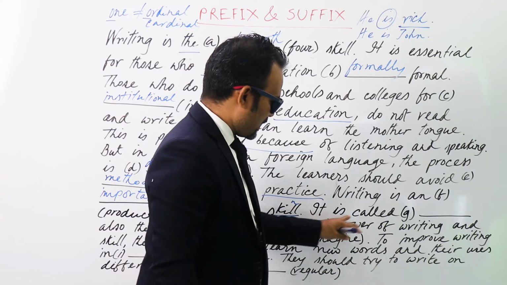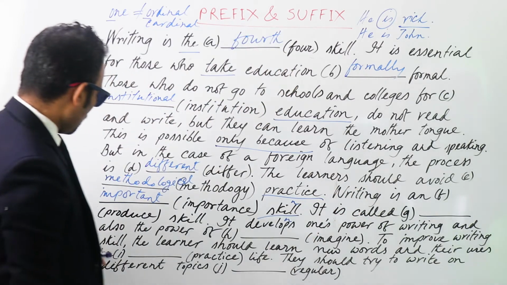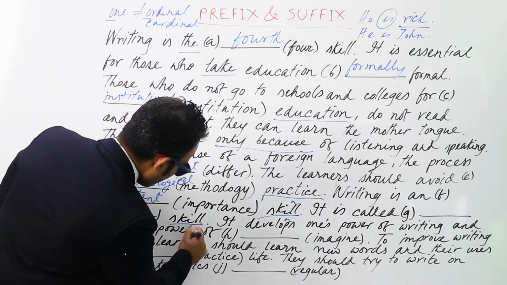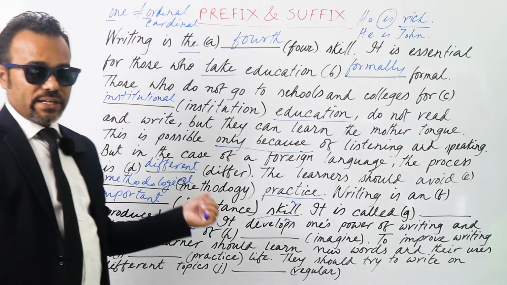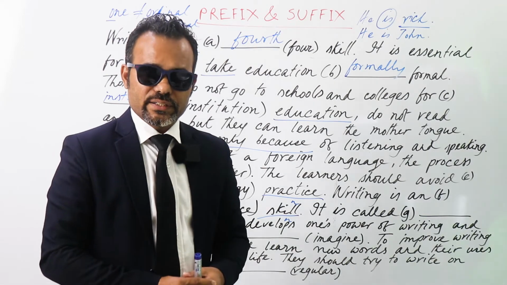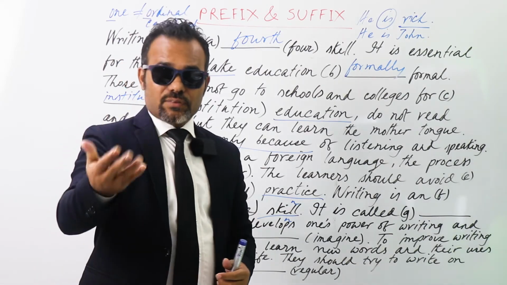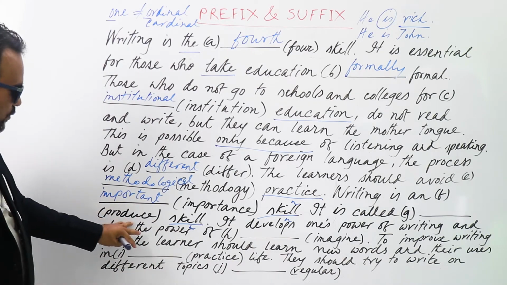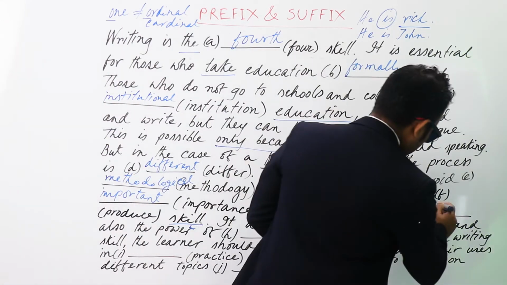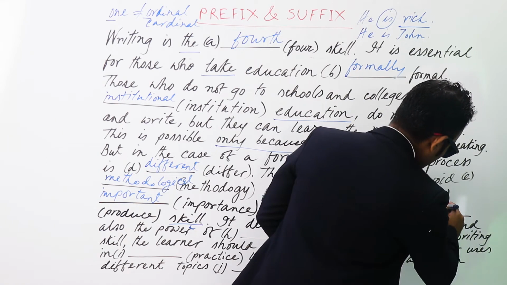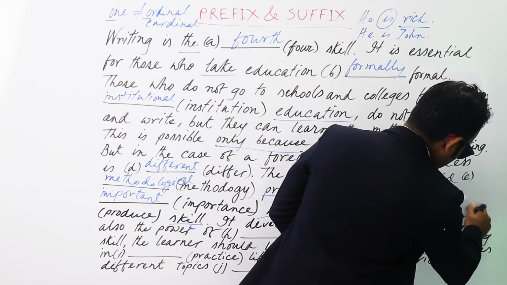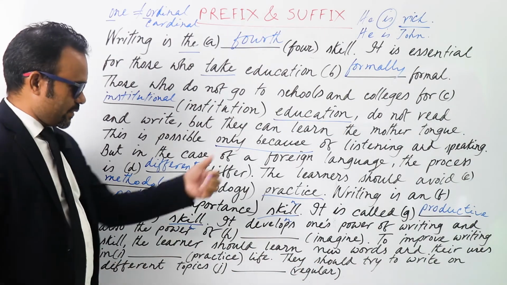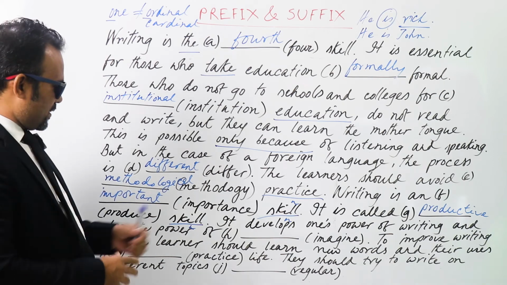Next one, it is called what? It is called produce skill. Same thing, skill is a noun. Before that we need what? Can you remember? Yes, adjective. A noun can be modified by an adjective, so we have to make it an adjective. The adjective of produce is productive, right? So it is called productive skill.